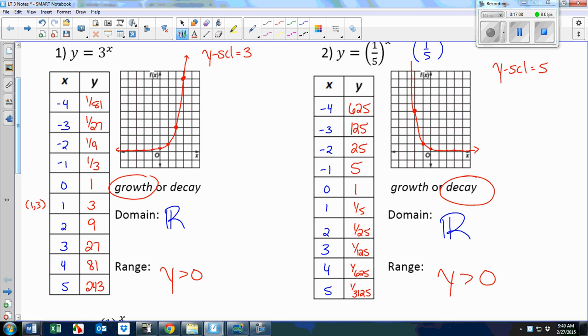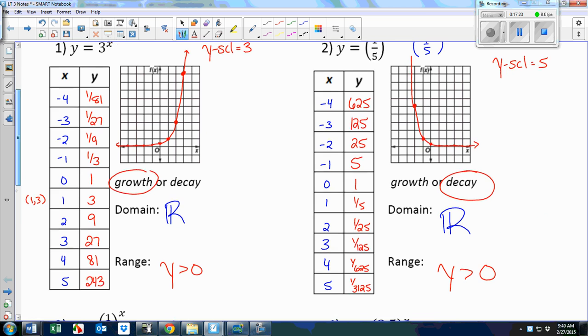The generalization is if it's bigger than 1. If the base is bigger than 1, you're going to get growth. If the base is between 0 and 1, smaller than 1 but bigger than 0, a fraction, a decimal that's smaller than 1, you're going to get decay.